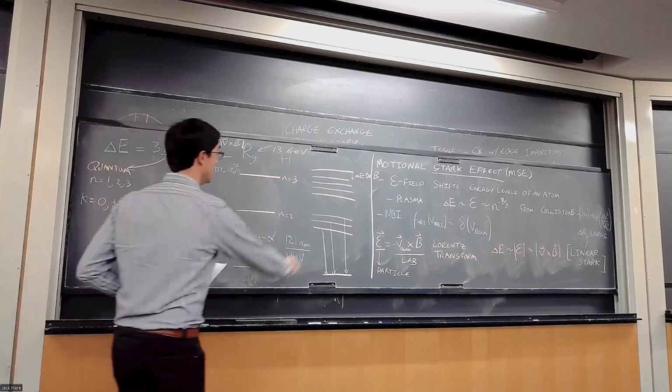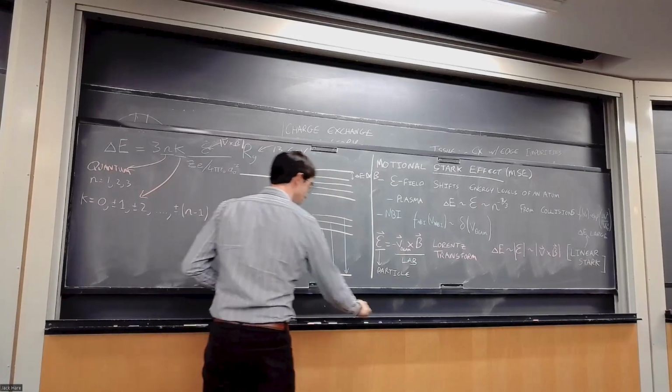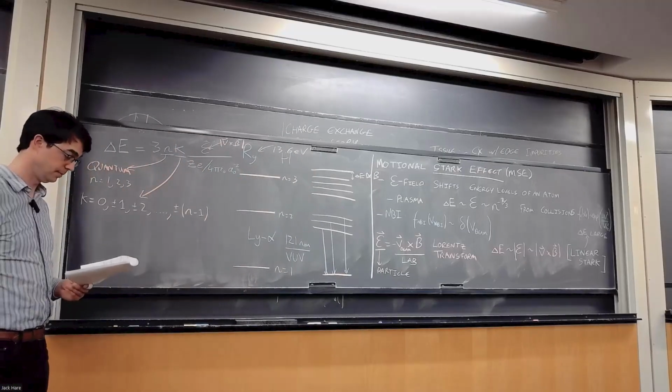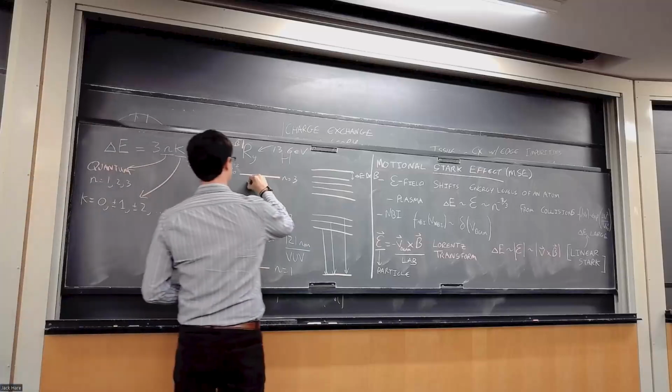Instead, what we want to do is use a transition from n equals 3 down to n equals 2. What's the name of this transition? Yeah, H alpha, Balmer alpha.